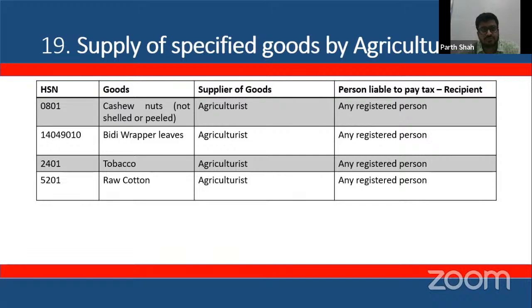Please note, the supplier has to be an agriculturist. If the supplier is not an agriculturist, for example if the transaction happens at a later date between two traders, that will not be covered because the supplier of goods is not an agriculturist. Even when the supplier is an agriculturist, but the person who is paying such consideration to procure such goods is not a registered person, then in those cases as well, RCM will not be triggered.